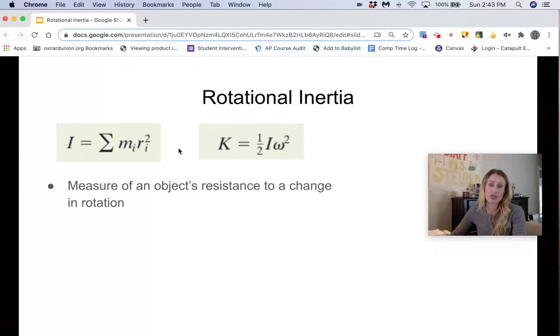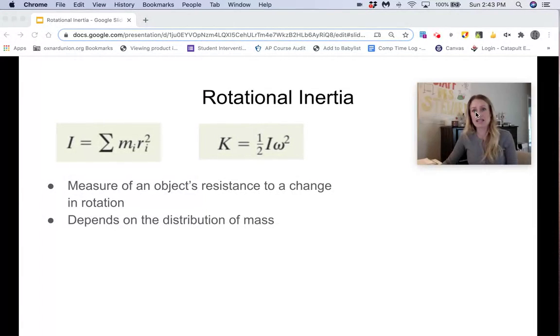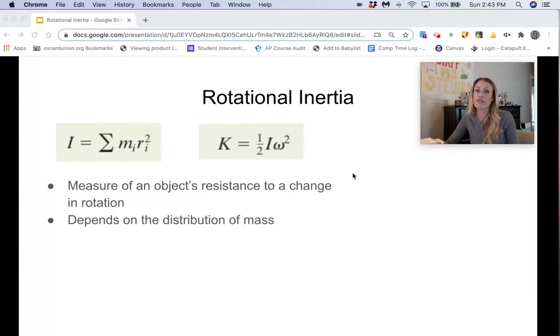So rotational inertia is a measure of an object's resistance to change in rotation. Remember that term inertia. We learned inertia is a property of matter, which means the more matter, the more mass you have, the more inertia you have. That's a resistance to a change in motion. Since we're talking about rotational inertia, we're talking about an object's resistance to a change in rotational motion. What this does is it depends on the distribution of mass.